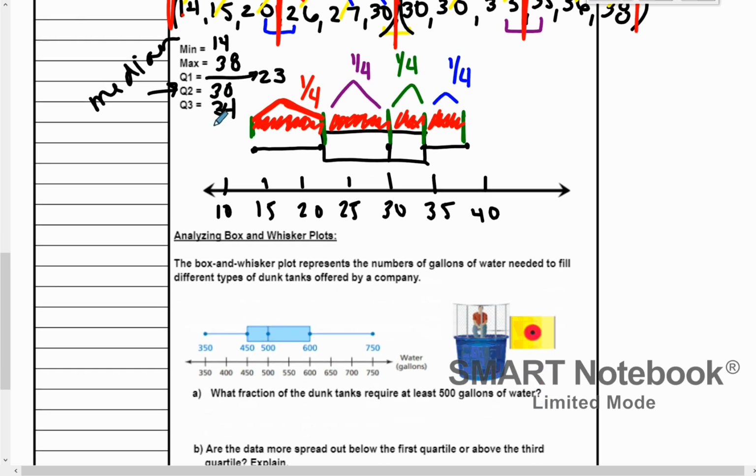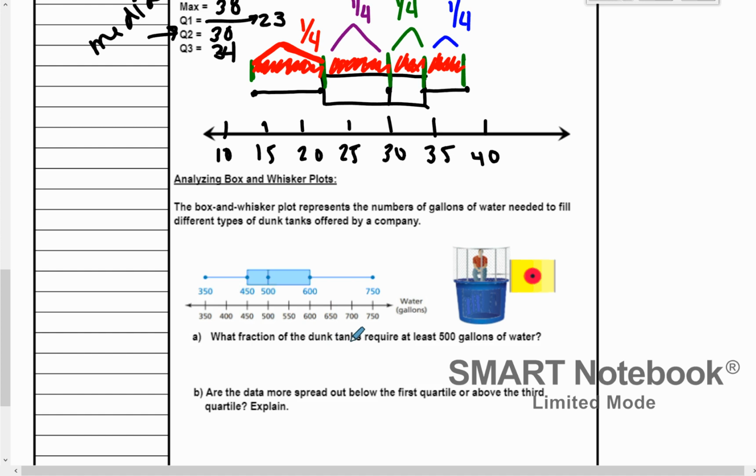So down below, they ask what fraction of the dunk tanks require at least 500 gallons of water. First let's read. The box and whisker plot represents the number of gallons of water needed to fill different types of dunk tanks offered by a company. A dunk tank, if you've never seen something like this before, might be at a fair or a carnival, where you're trying to throw a ball to hit the target and then their seat would fall out from under them and they get dunked in the water. So this is talking about the amount of water that this tank needs to be filled in order for it to work. So what fraction of the dunk tanks require at least 500 gallons of water?